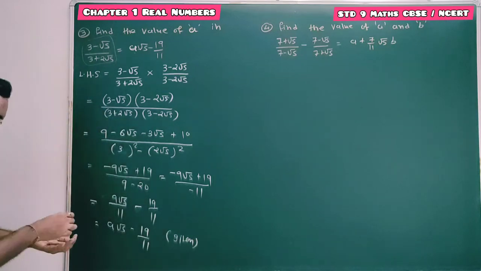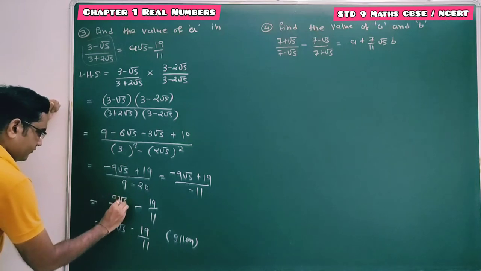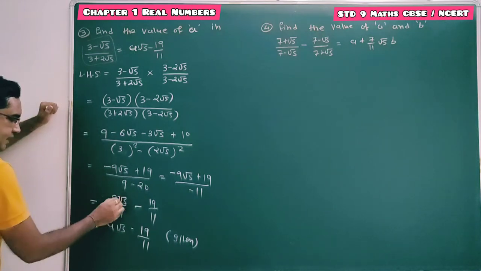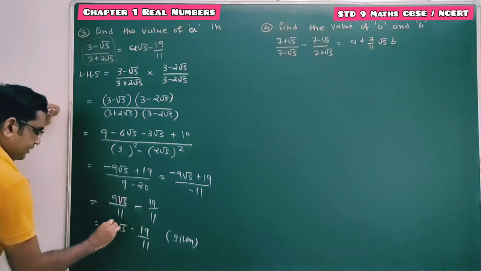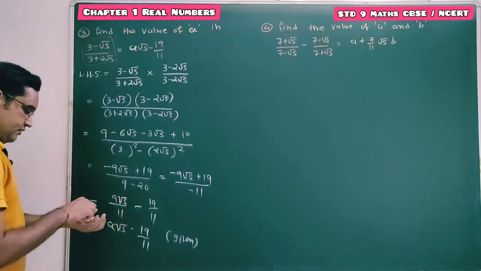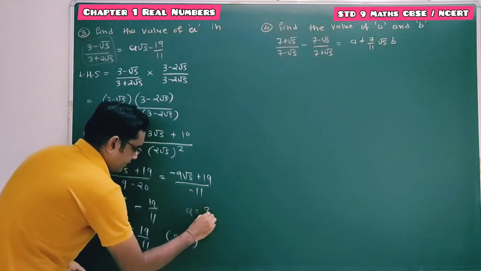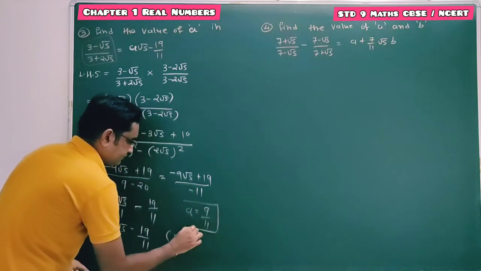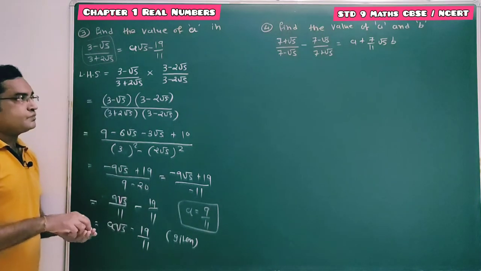So on comparison, here you can say the coefficient of root 5 is 9 by 11 and here the coefficient of root 5 is a. So a is equal to 9 by 11. Our answer is, therefore, on comparison a will be 9 upon 11. Clear students? So this is how you can solve this type of questions.